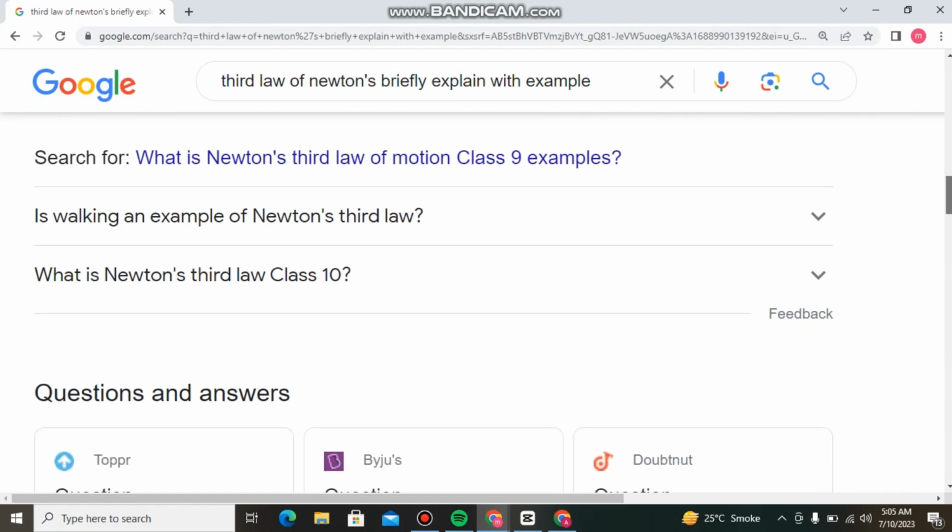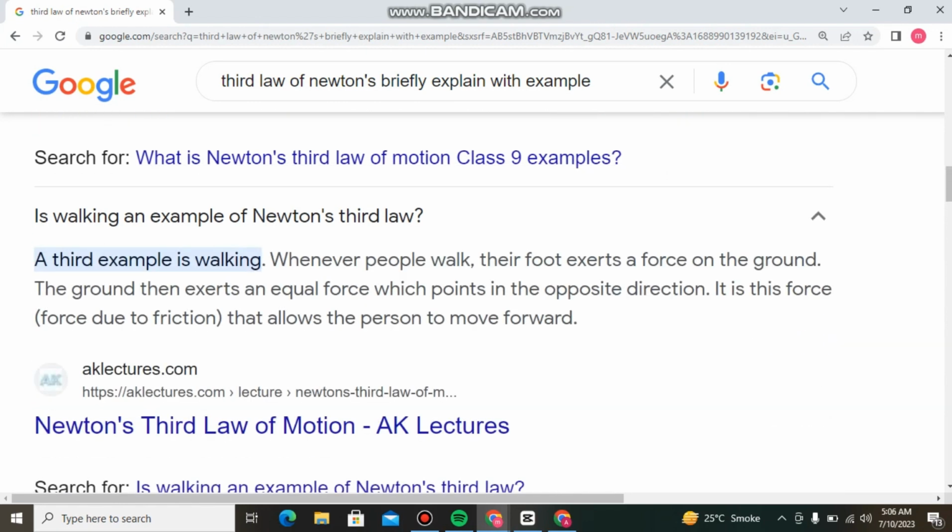So is walking an example of Newton's third law? The answer is yes, a third example is walking. Whenever people walk, their foot exerts a force on the ground. The ground then exerts an equal force which points in the opposite direction. It is this force, due to friction, that allows the person to move forward.